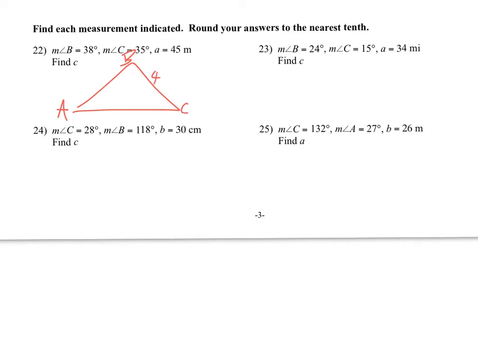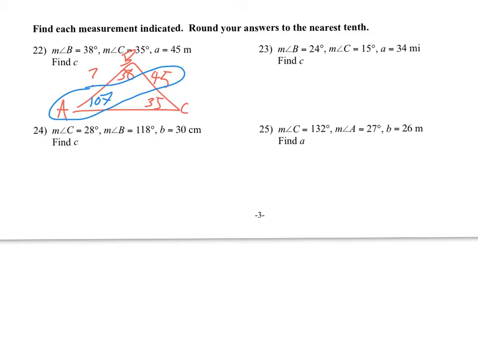And A is 45, C is what we're looking for, B is 38, C is 35, and that means that I can figure out that angle A: 180 minus 35 minus 38, and I get 107. I've got an opposite pair. This is not a right triangle, so I'm going to use law of sines for this.